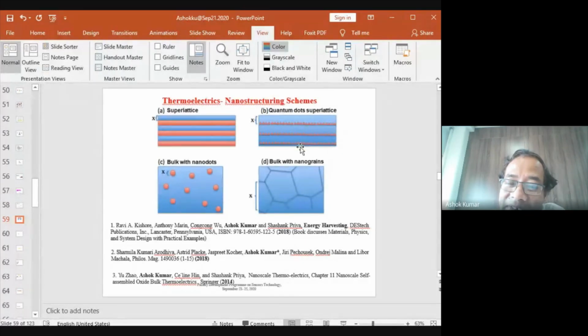So when electron and phonon both enter this particle or this dot, it does not work as a confinement center for the electron, so the electron can pass. The phonon, because of the dimension, works as a confinement center and will be blocked. And that is the way you can violate the Wiedemann-Franz law.